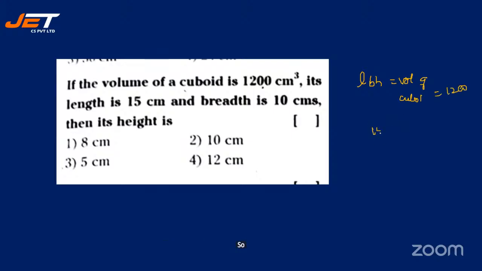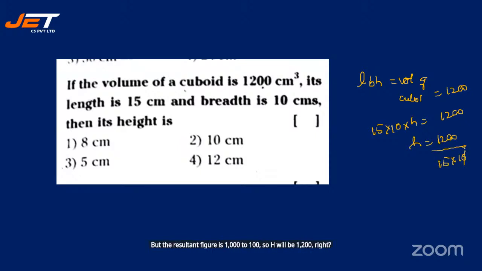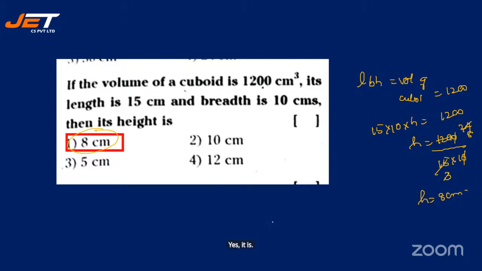So what is length? 10. Breadth is 10. H we don't know, but the resultant figure is 1200. So H will be 1200 by 15 into 10. So 0, 0 will get cancelled. 5 threes are 15. 5 twos are 10. 5 fours are 20. So 3 eights are 24. So your H will be 8 centimeter. So let's see your answer is right. 8 centimeter. Yes, it is. Right. So now quickly we'll see how many of you are giving me the right answer.